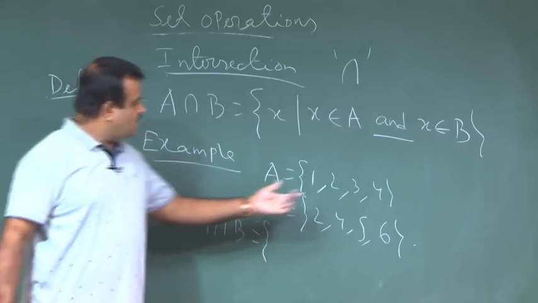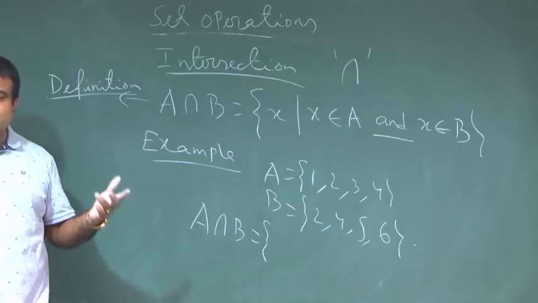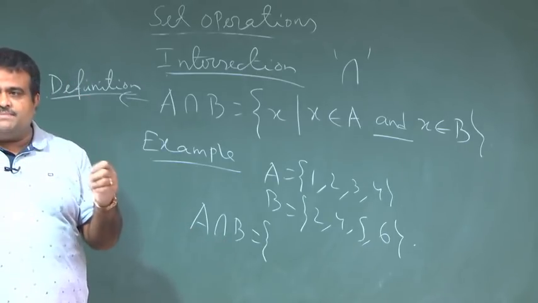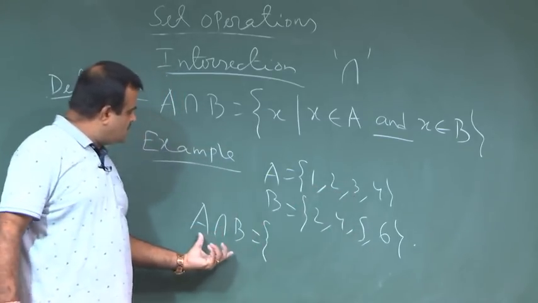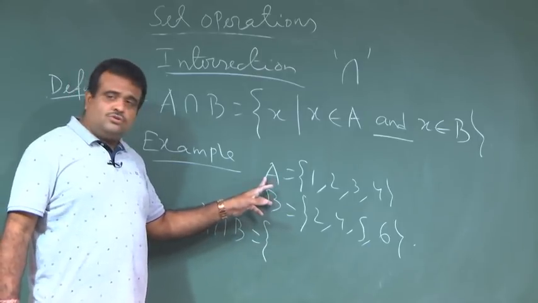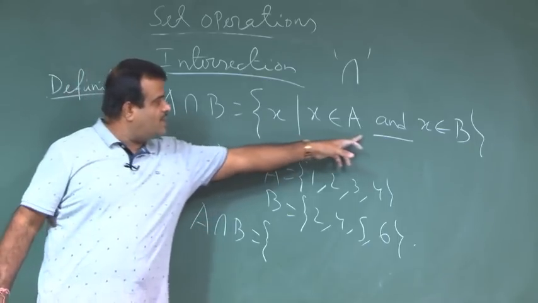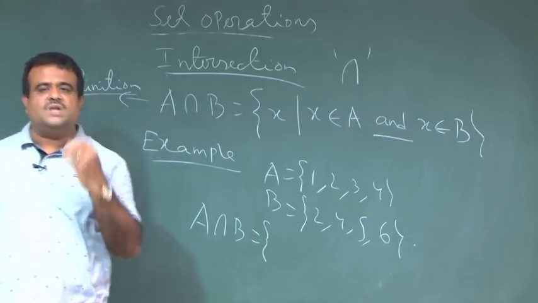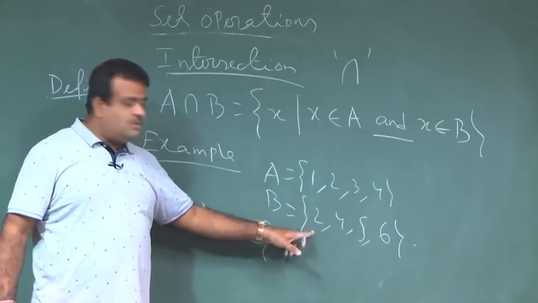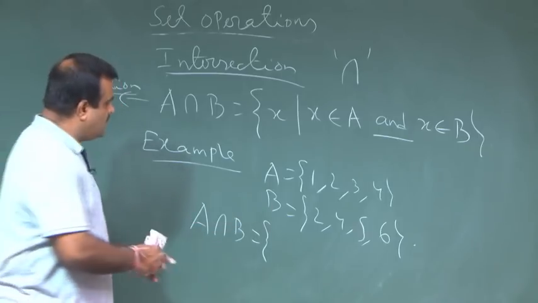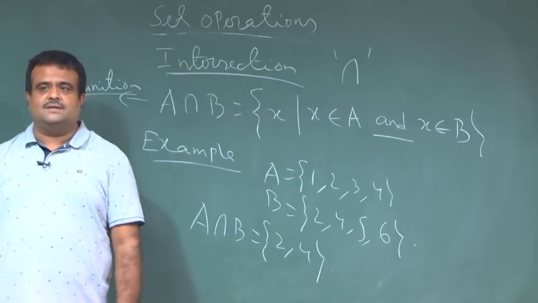Is 3 in this intersection? Intersection is again another set, but that set has the property that an element of this set must be an element of both sets. Now, does 3 belong to this intersection? No, because 3 belongs to A, but 3 does not belong to B. So 3 does not have this property; it must belong to both A and B. But 2 has this property, 2 belongs to A and 2 belongs to B. So 2 has this property and 4 has this property. So this is the intersection set, okay.